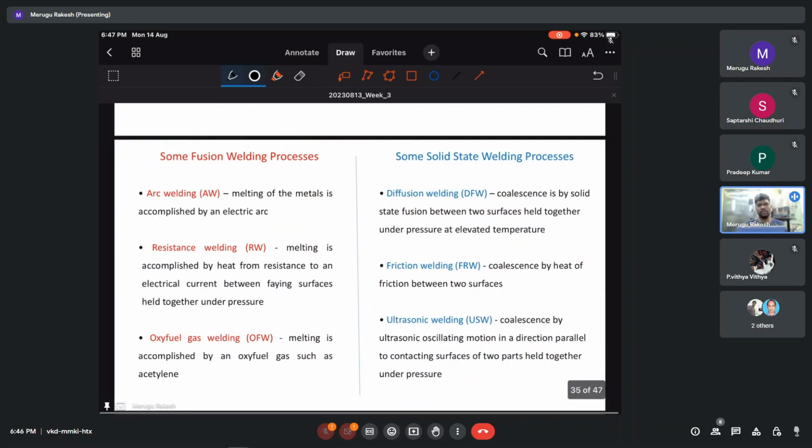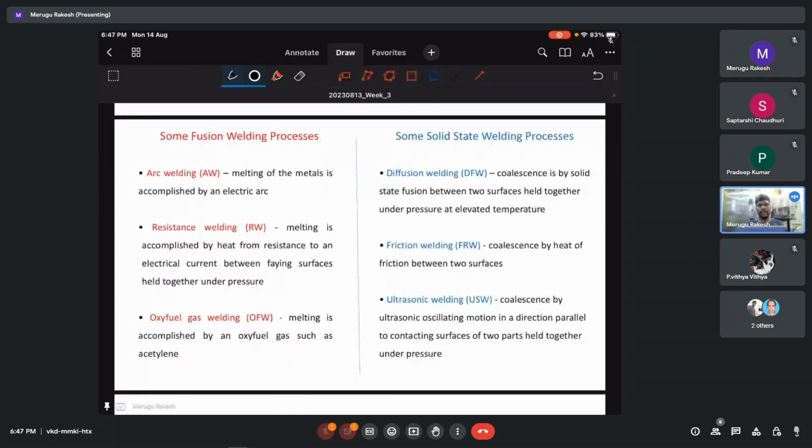So let us see. I have kept two types side by side so that you can understand easily. On the left side, you see some fusion welding processes. On the right side, you can see some solid state welding processes. Okay. So initially, the first one is arc welding. Melting of the metal is accomplished by the electric arc. So these are all fusion welding processes.